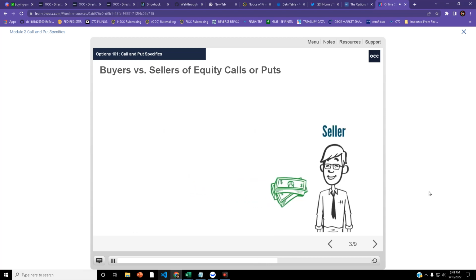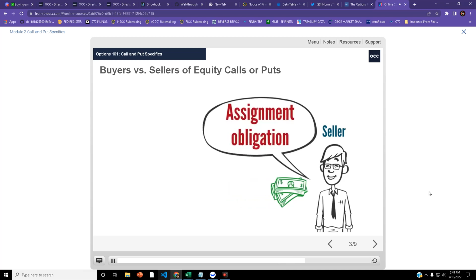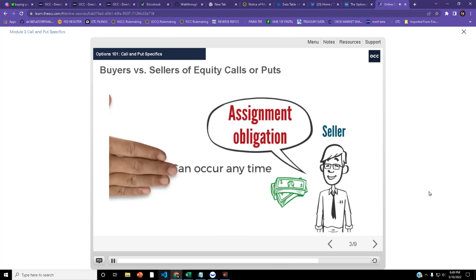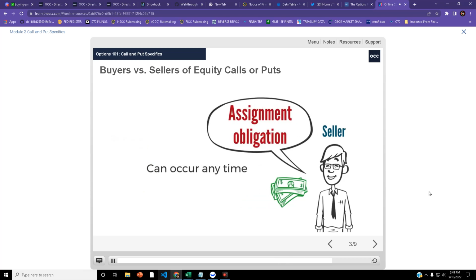Conversely, the seller of a call or put option has a contractual obligation to fulfill the terms of the contract if assigned an exercise notice. This assignment can occur at any time until the option expires. For this obligation, the seller receives the option's premium from the buyer.